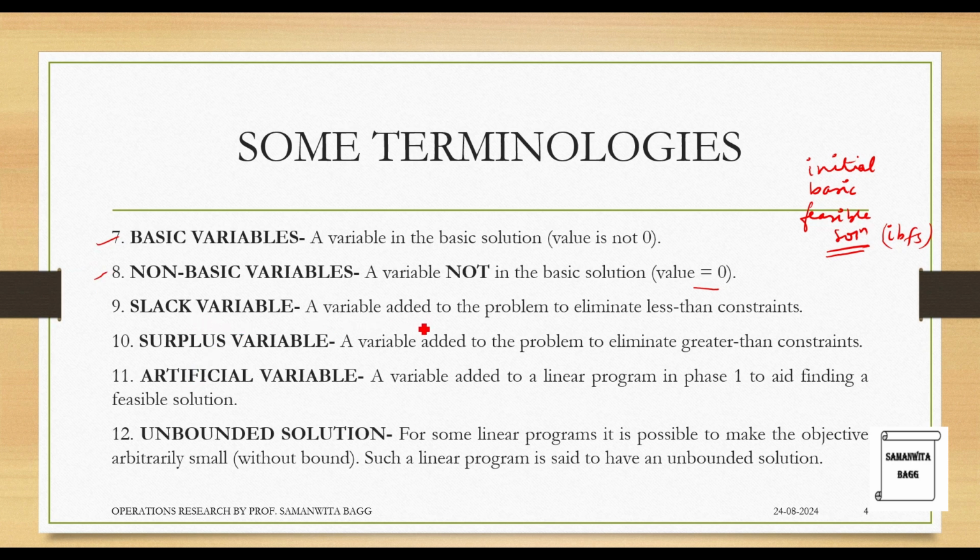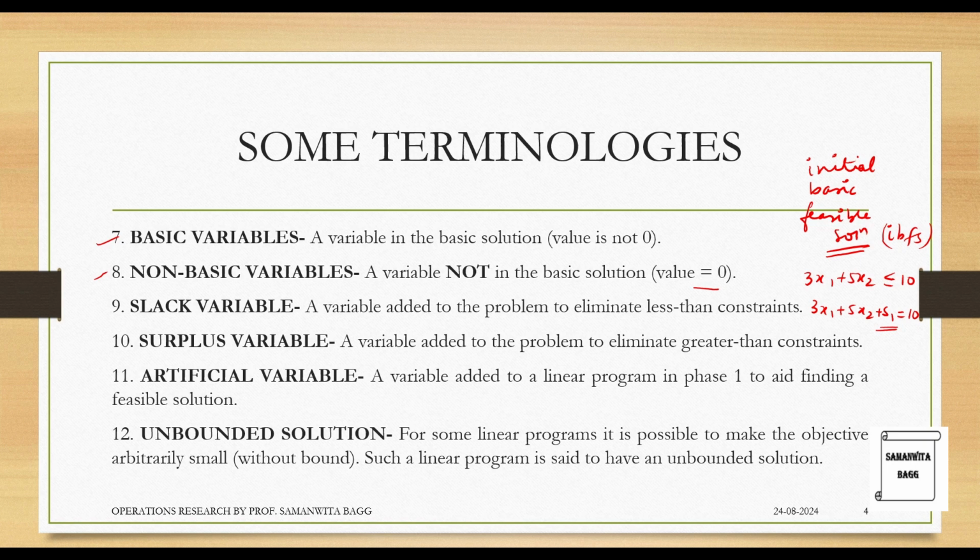Slack variable: a variable added to the problem to eliminate a less than constraint. If you see the constraint that I had just written, 3x1 plus 5x2 less than or equal to 10, for example. So when you have a less than constraint, you have to add a variable here. What you observe is that the left hand side is smaller as compared to the right hand side. So if I add something to the left hand side, then LHS will be equal to RHS. So in that case, you write 3x1 plus 5x2 plus S1 equals 10. You have added something here that is called the slack variable.